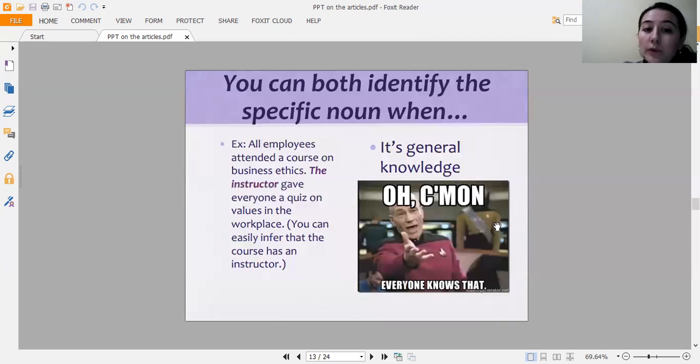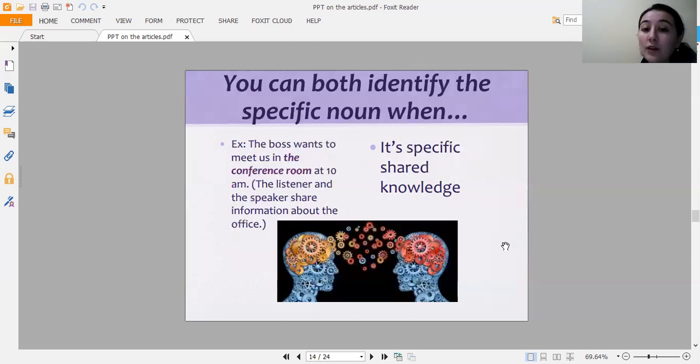All employees attended a course on business ethics. The instructor gave everyone a quiz on values in the workplace. You can easily infer that the course has an instructor. And this is general knowledge. If this is general knowledge and everyone can easily infer or understand the situation, we can also use the article the. And there is just a humorous picture. Oh, come on, everyone knows that. So if this is specific shared knowledge, we can also use the definite article the here.